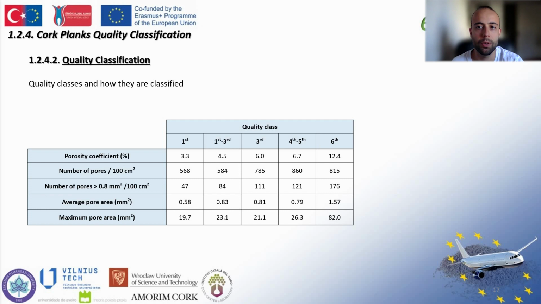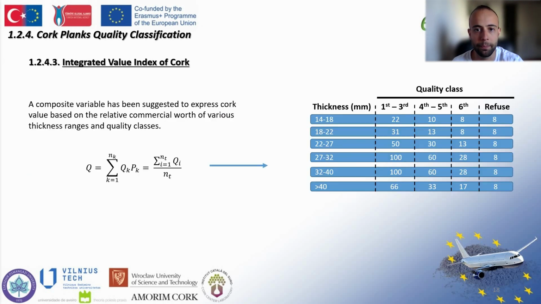And besides the importance of determining the thickness, it is also important to classify the cork according to its quality. We will see the different quality classes and how they're classified. And finally, we will see that the combination of both thickness and quality class will determine the commercial value of the cork. For that, a composite variable Q has been suggested, and its value is determined by an equation.